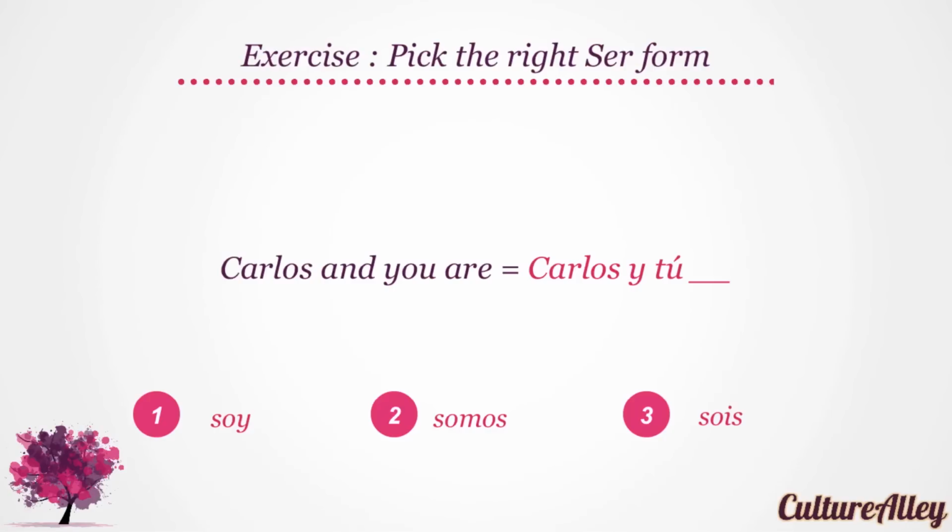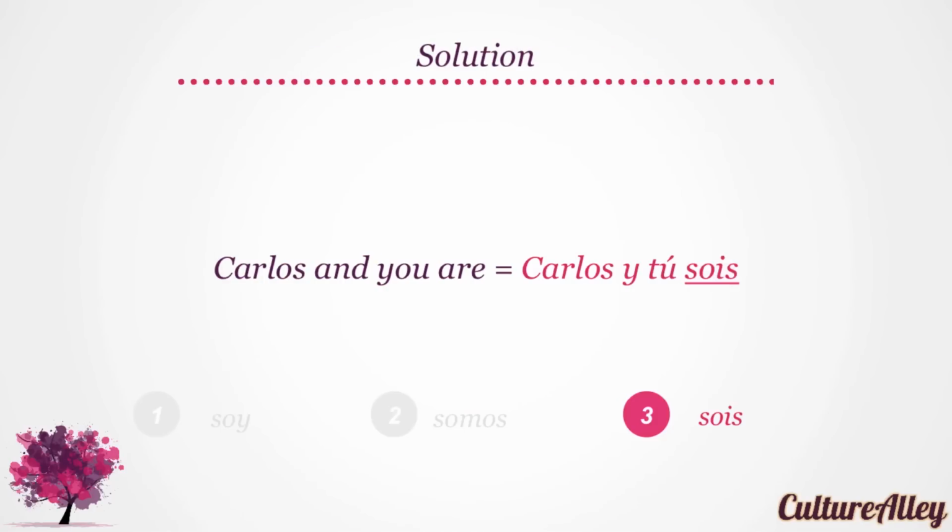What does Carlos and you are translate to? Your first option is Carlos y tú soy. Your second option is Carlos y tú somos. Your third option is Carlos y tú sois. Think. Carlos and you are translates to Carlos y tú sois. How did you do there? Try saying that once more. Carlos y tú sois. Very good.